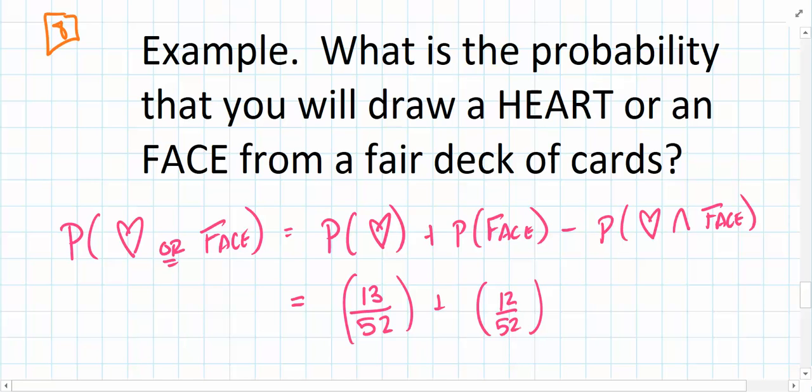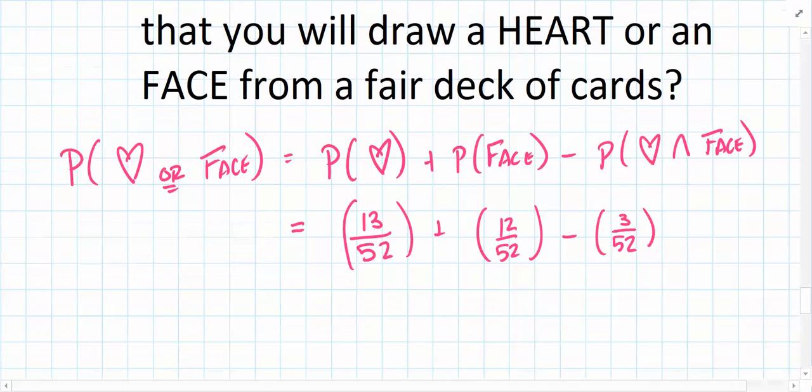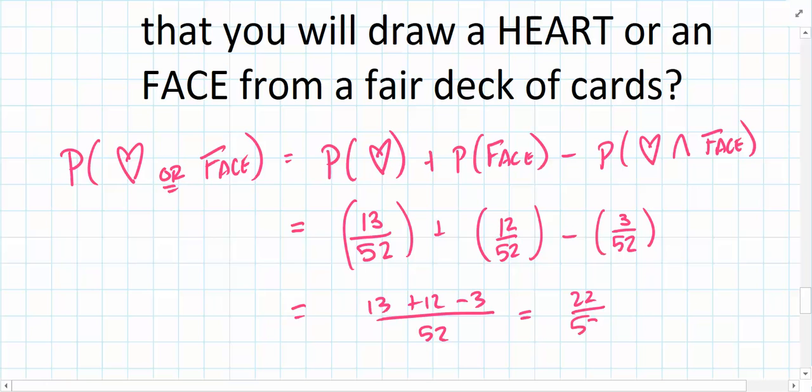But some of those face cards are hearts, right? So we've got to subtract off the overlap. How many face cards are hearts? 3 out of 52. You guys on board with that? Okay. So therefore, I have 13 plus 12 minus 3 out of 52. What is that, 25 minus 3, 22 out of 52? I'm going to leave it as a fraction like that. So the probability of getting a heart or a face is 22 out of 52, or 11 out of 26. That would be good too.